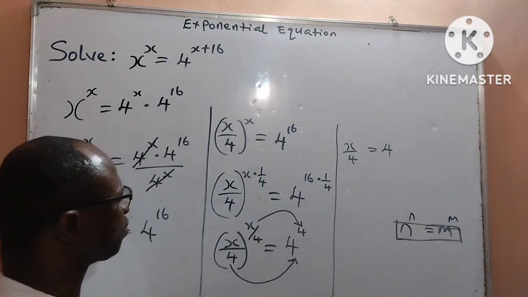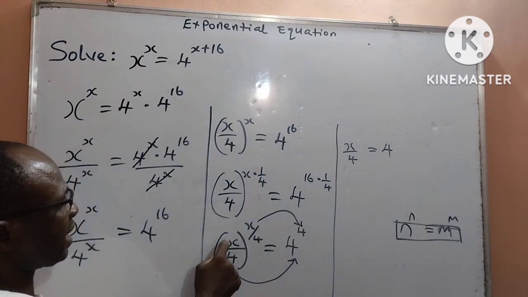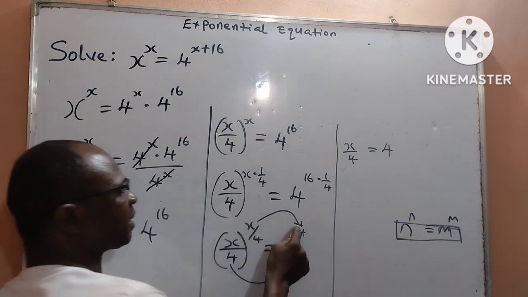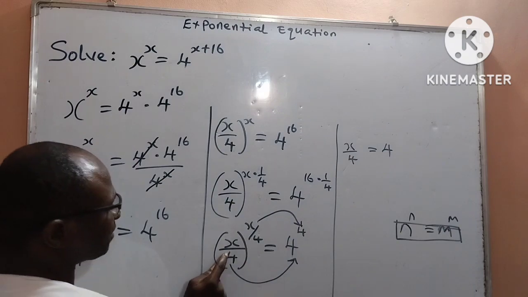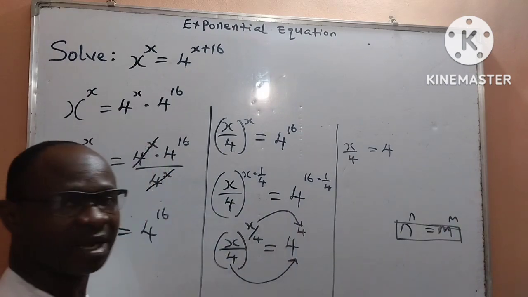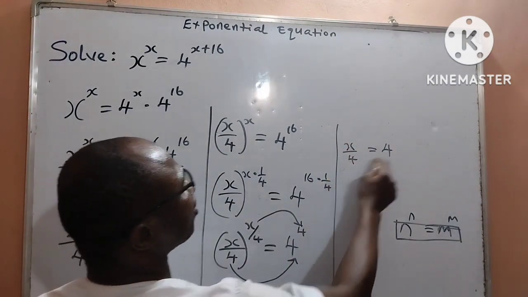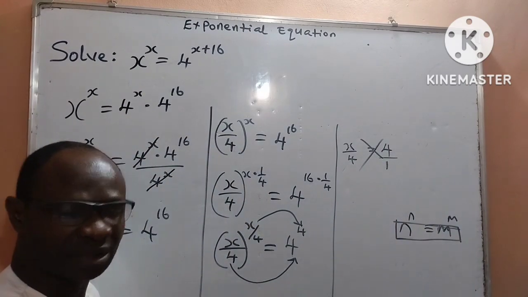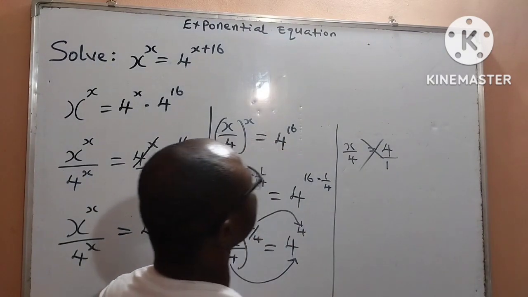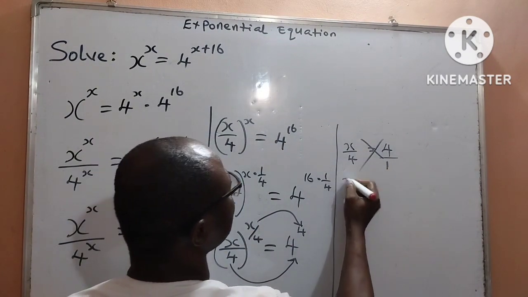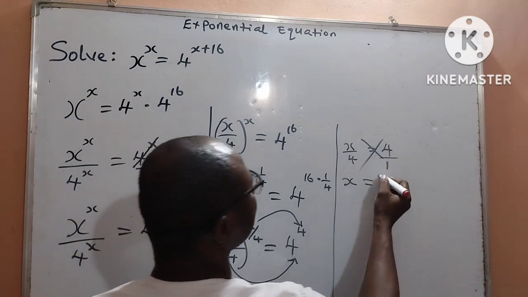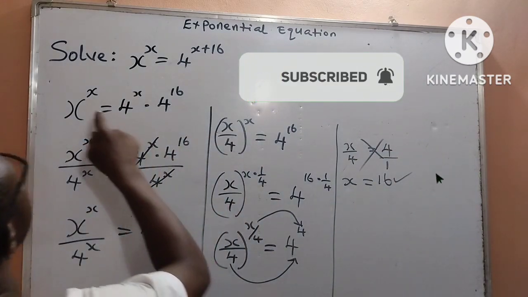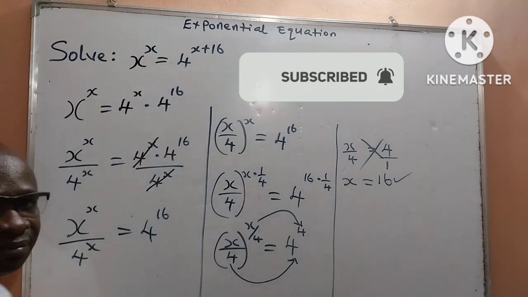The bases become equal. Therefore, x over 4 to the power of x over 4 is equal to 4 to the power of 4. Therefore, the base by the left is equal to the base by the right. x all over 4 is equal to 4 by the right. Therefore, we can now do cross multiplication, and when that is done, I will now have 1 times x to give me x, and 4 times 4 to give me 16. This is the final answer as the value of x in the given question.